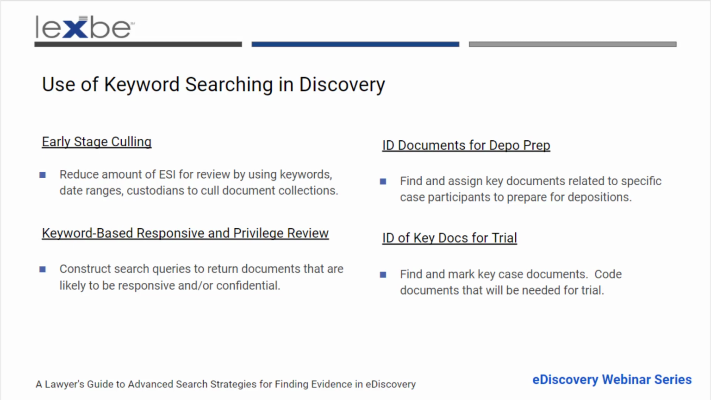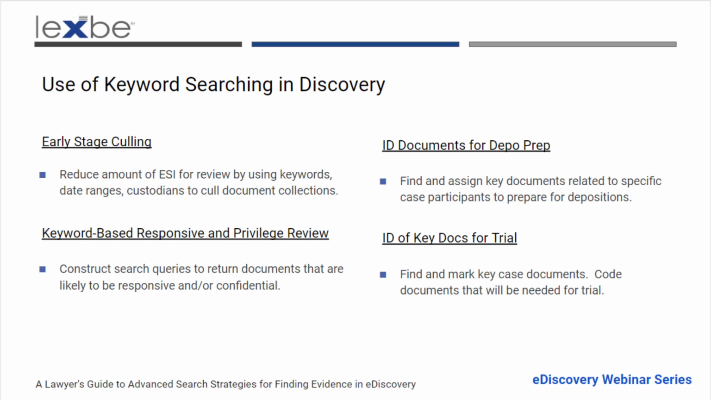It's also helpful in privilege review because you can go ahead and type in email domains of other attorneys that may have been involved in the matter, your own name, and you can call those out and prepare for your privilege log, and ensure you're not producing anything privileged.